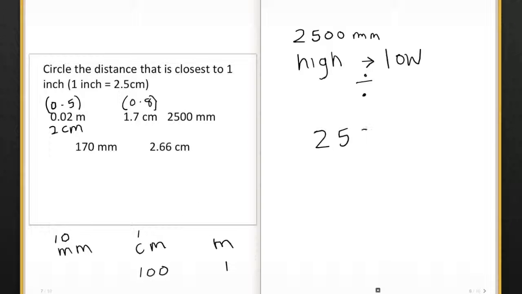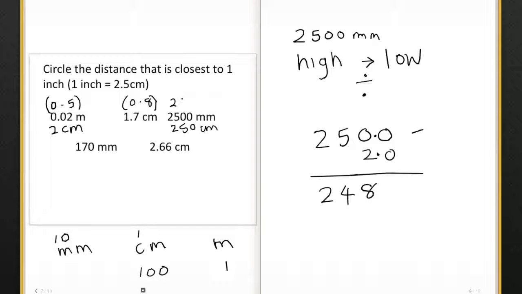So let's write our 2,500 out. We're going high to low. Low is left. So we're going to move left, and we're moving one place because we're dividing by 10. That would give me 250 centimetres. Now, that's obviously a long way away from 2, isn't it? And if we took it away, 50 take away 2 is 48, so it would be 248 centimetres away. Quite a long way. So let's have a look at the next one.